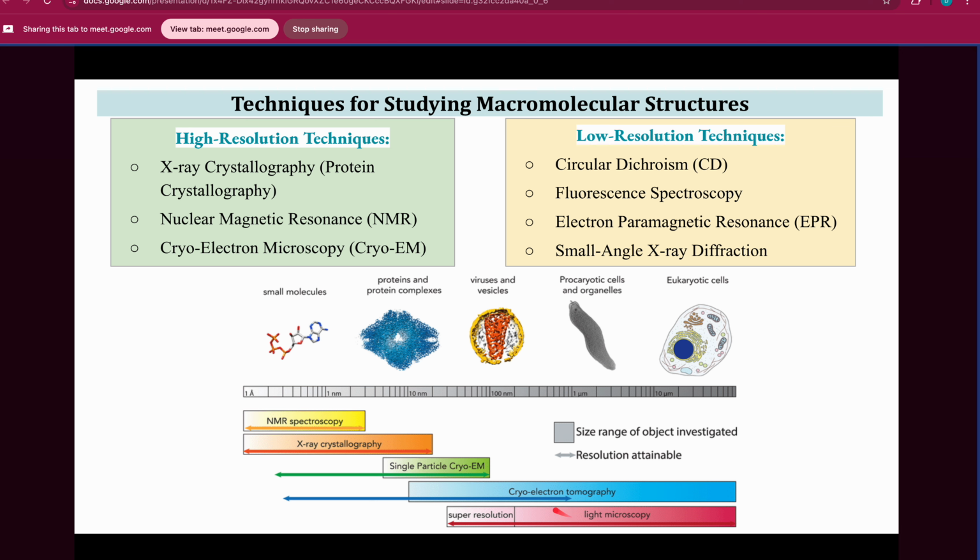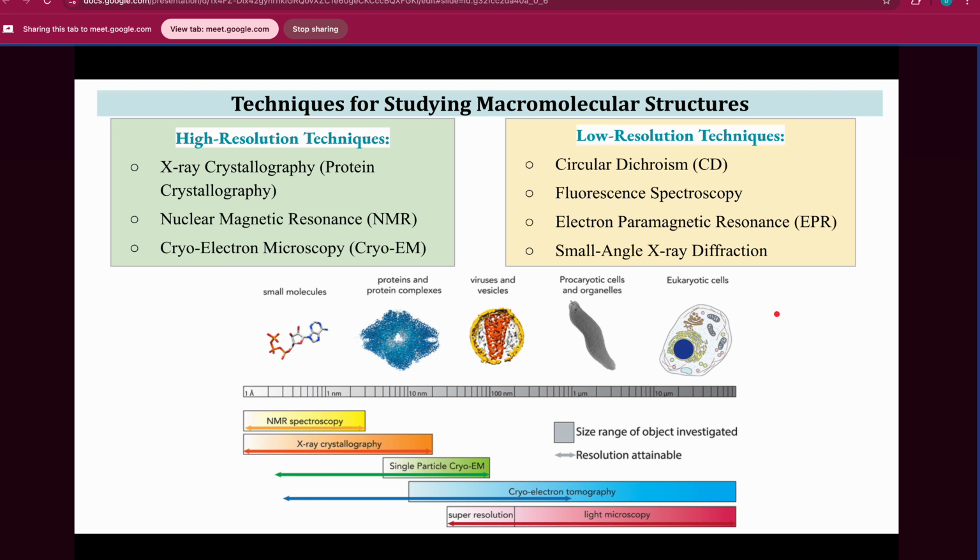But if we talk about cryo-electron tomography or single particle cryo-EM, then they are better. And then X-ray and NMR are much better than these cryo-EM techniques. Next, if we talk about the low resolution techniques, then the examples are circular dichroism, fluorescence spectroscopy, electron paramagnetic resonance, and small angle X-ray diffraction, which is also known as SAXS. So these are the low resolution techniques.